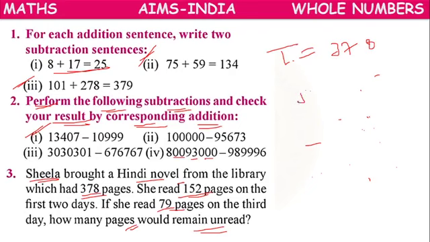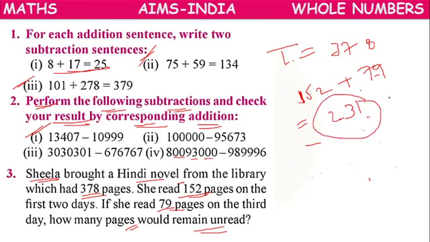First 2 days, how many pages? 152 plus, third day, how many pages? 79. Means total how many pages? 9 plus 2, 11. 7 plus 5, 12, plus 1, 13. 1 plus 1, 2. 231 pages she has read out of the total pages.